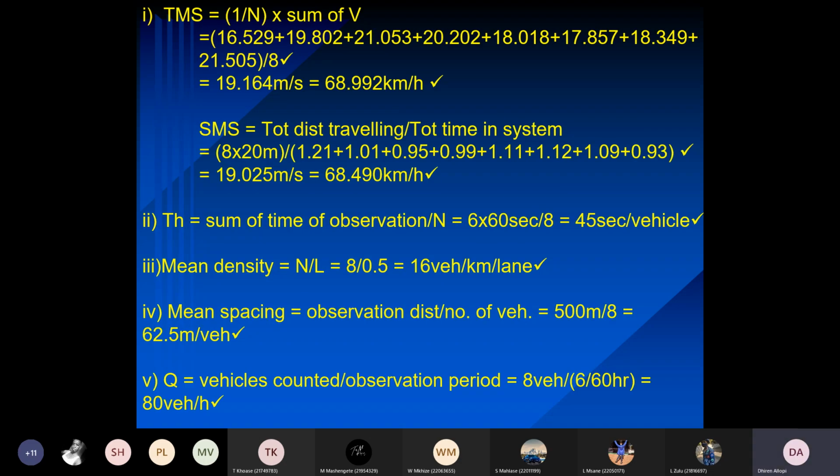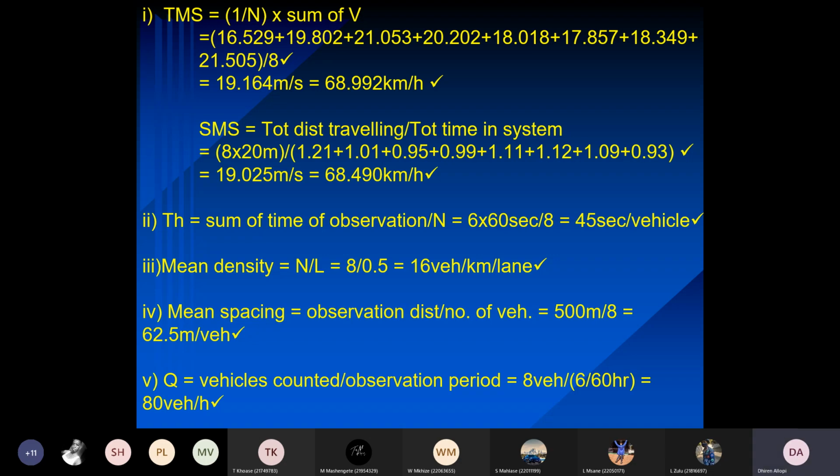All right, that brings us to the third question, to determine the density. The formula for density is N over L, N being your number of vehicles, L being the length of your test section. Number of vehicles was 8. If you go back to the question, it was given as 500 meters, and in kilometers that's 0.5 kilometers, because you want an answer in vehicles per kilometer. So 8 vehicles divided by 0.5 gives you 16 vehicles per kilometer per lane. So that's your mean density.